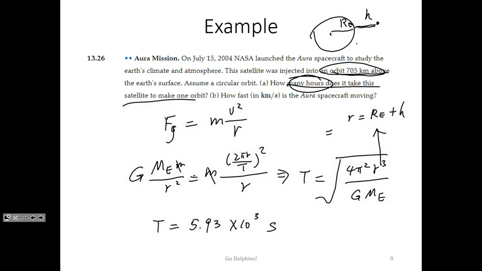And R_E is 6.37 times 10 to the 6 meters, and h is, from the question, 7.05 times 10 to the 5 meters. If you add them together, my r is actually 7.07 times 10 to the 6 meters. So that's the radius we should use to calculate T.